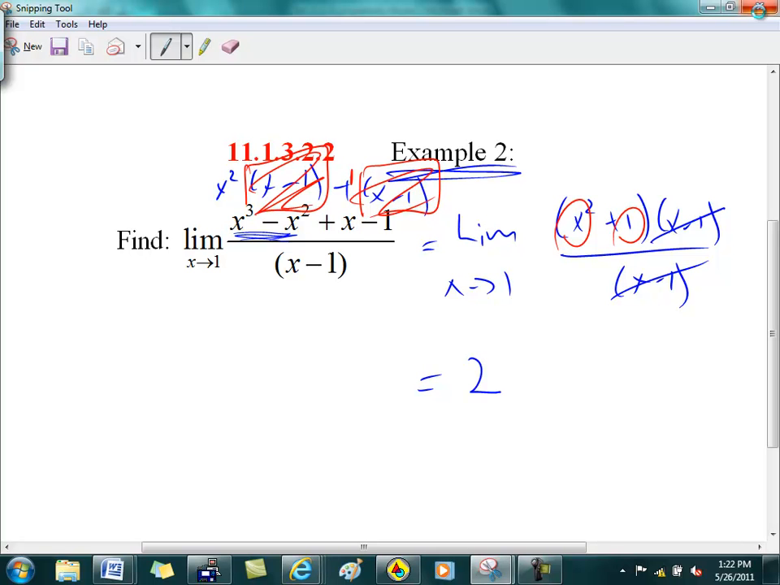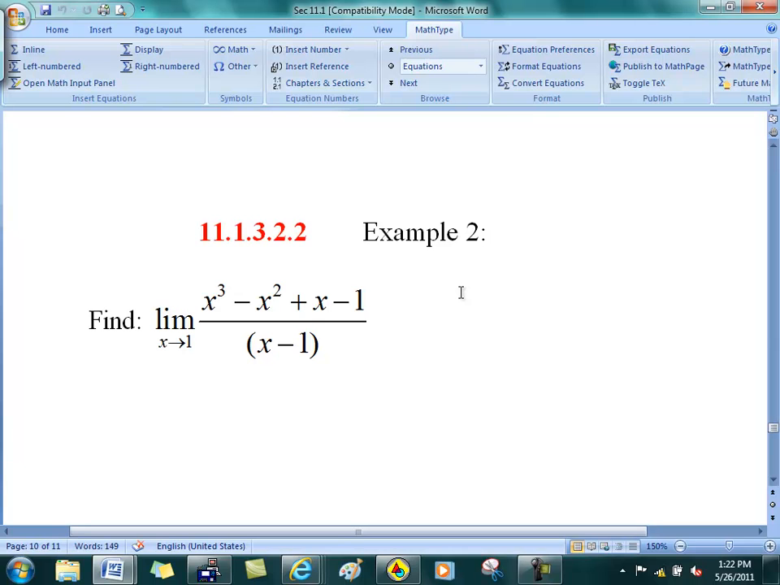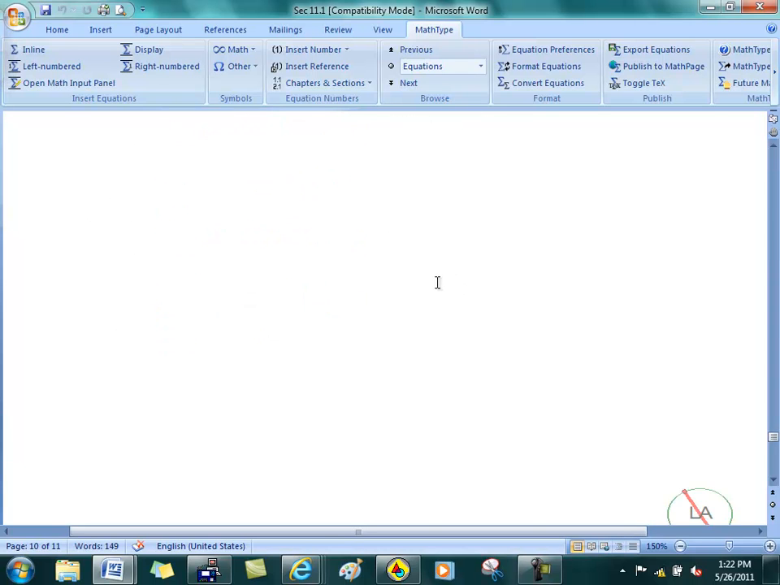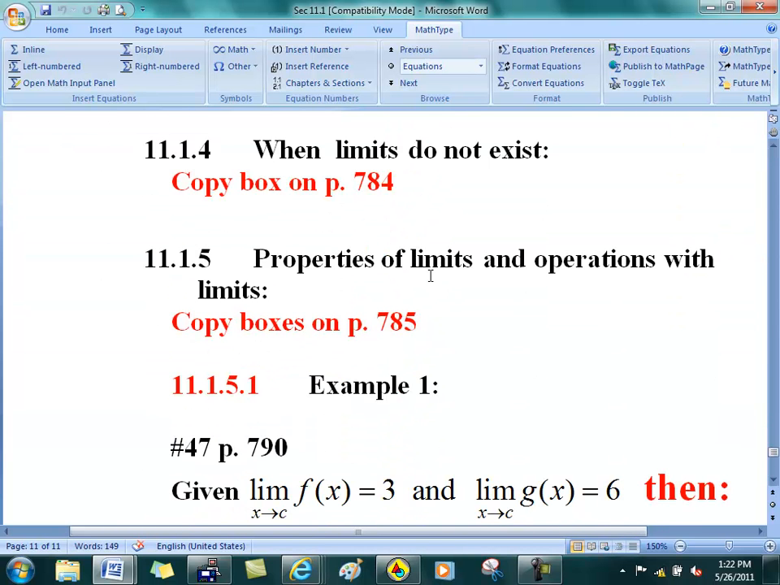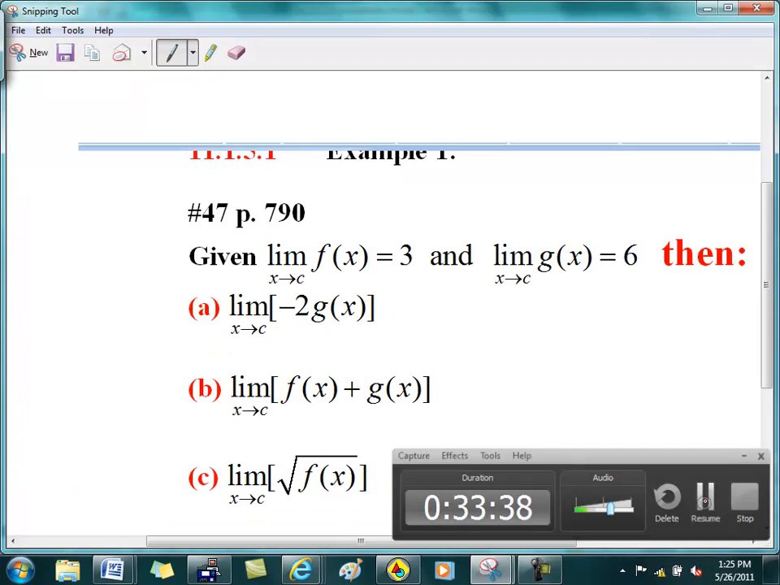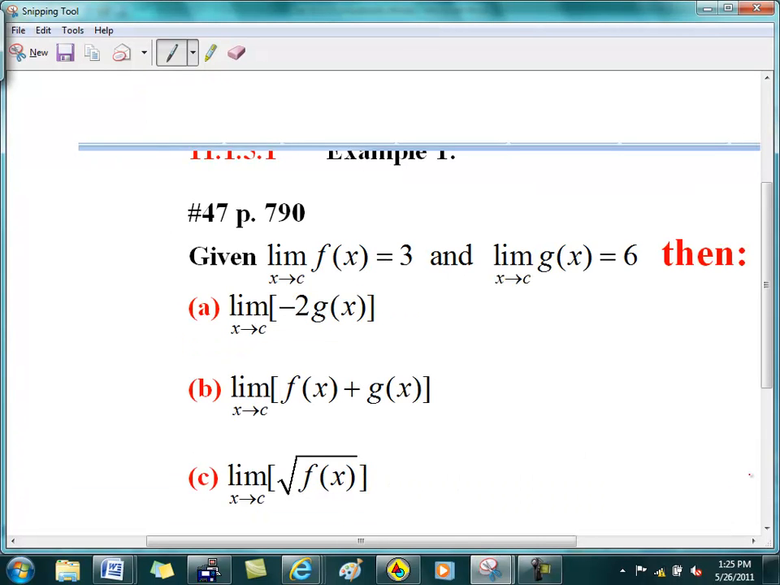All right. I'm kind of rushing through this, I know, but that's life at the end of the year. Okay, 2 boxes that you need to copy and get them in your notes, and then I have one more example to do, and then I'll be done. So I'll just barely make it. Okay? So, number 47, page 790.